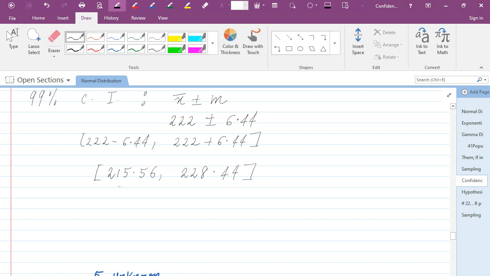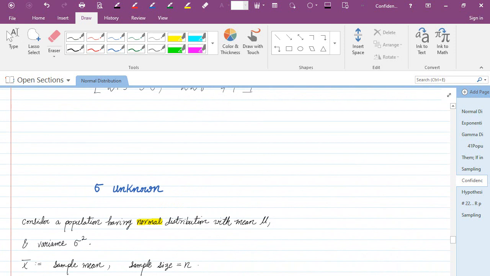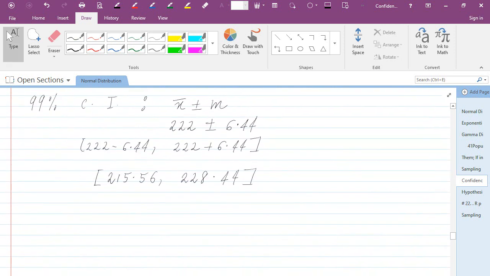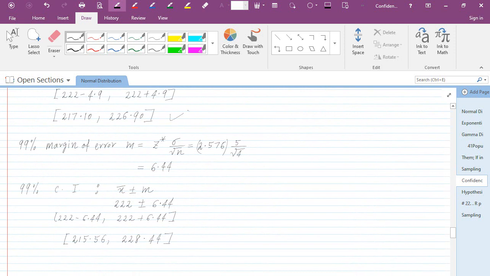It's the range of values from 215.56 to 228.44. Notice that if 227 is the correct actual mean weight, then the 99% confidence interval that we obtained contains that. Now, notice one thing. This was the 95% confidence interval, and this one right here is the 99% confidence interval. The 99% confidence interval is wider than the 95% confidence interval, and that should be expected because if you increase the confidence level, you need a wider range of values.